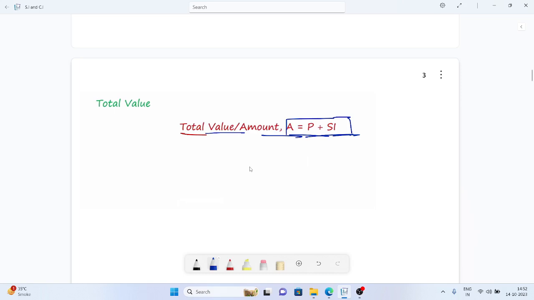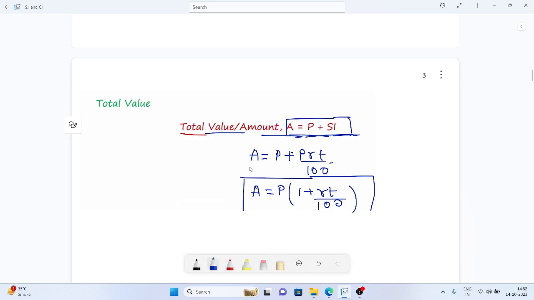If we expand this formula further, we know the formula for SI is P into R into T by 100. Now if I take P as common, the formula will become P times 1 plus RT by 100. So in simple interest, you first calculate the interest separately, then add it to the principal amount and you get the total amount. Did you get this? Okay, note it down, then we move forward.